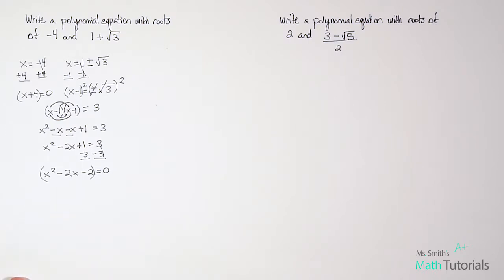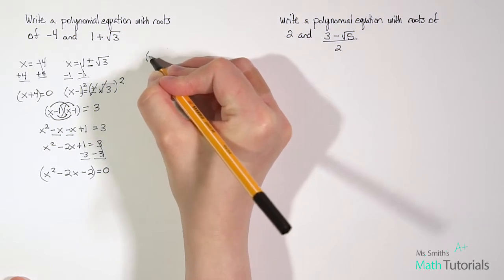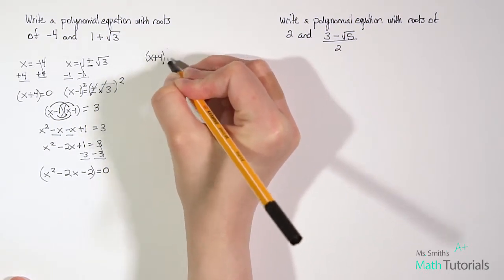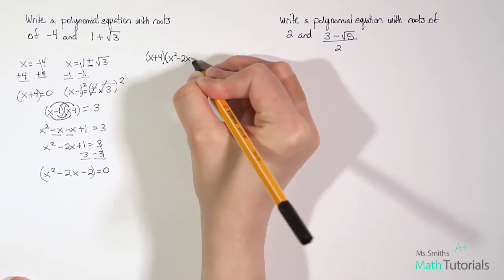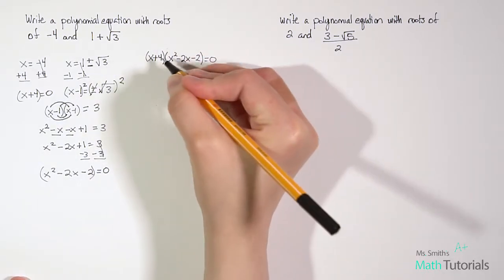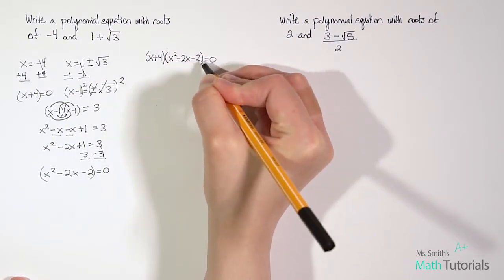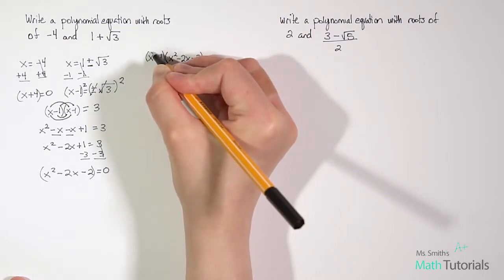So now we're ready to finally move to step 3, which is multiply the factors together. So we'll do that up here. We'll do our x plus 4 times x squared minus 2x minus 2 equals 0. So let's go ahead and multiply this out. Remember, this is a binomial times a trinomial, so foiling is not going to cut it. We need to actually just distribute.